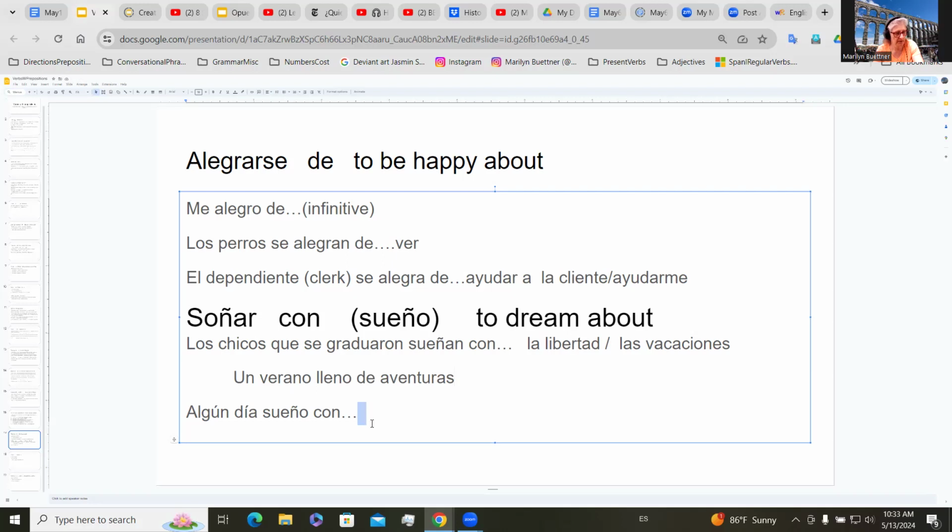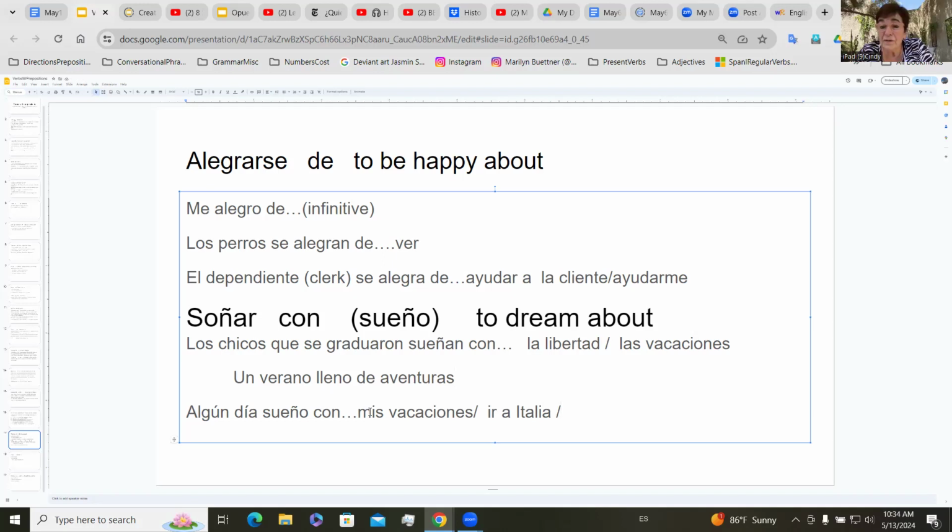So we're just going to do a couple of examples with soñar con. It's actually not as common as the others, but you should know that soñar con means to dream about. Algún día sueño con. Someday I dream about. Mis vacaciones. Perfecto. Algún día sueño con ir a Italia.